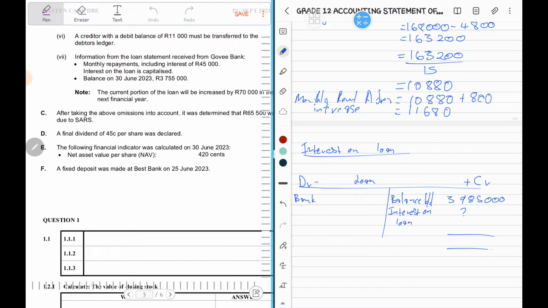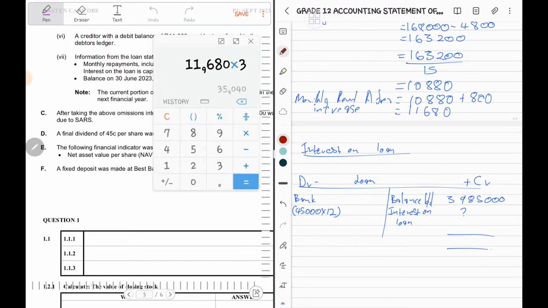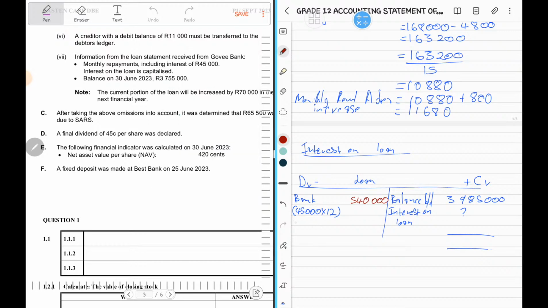So if something says monthly, we have to multiply that by 12 to find the annual. So we're going to say 45,000 multiplied by 12. That gives us how much? Annual repayment inclusive of the interest amounts to 540,000. Then now here we are to have the balance carried down, which will be the balance at the end.